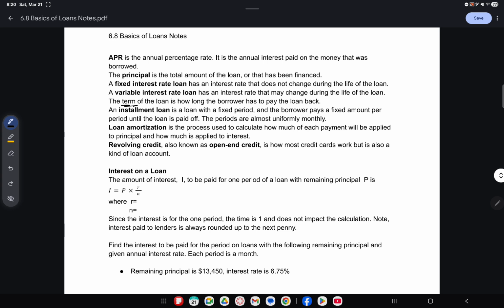An installment loan is a loan with a fixed period, and the borrower pays a fixed amount per period until the loan is paid off. The periods are almost uniformly monthly. I butchered the pronunciation of this word every time, but loan amortization is the process used to calculate how much each payment will be applied to the principal and how much is applied to the interest. And there's something called revolving credit or open-end credit. That's how most credit cards work, but it's also a type of loan account.